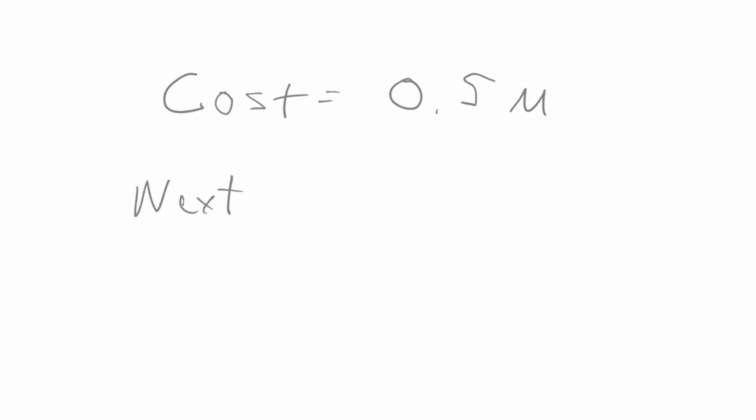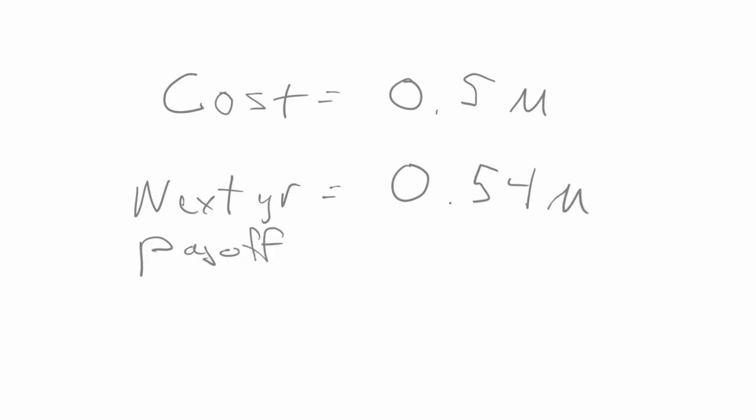So let's say we're a software developer, and there's a cost or a required investment of $0.5 million to develop the software. And then next year, what are we going to get? The payoff is going to be $0.54 million. Okay, so my NPV in millions is minus 0.5.